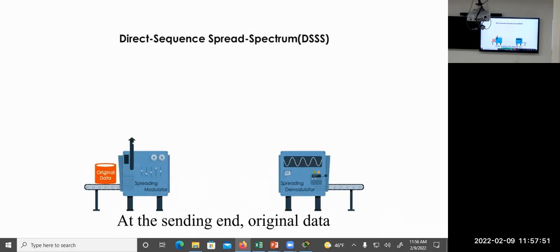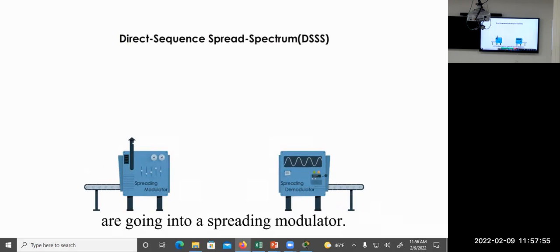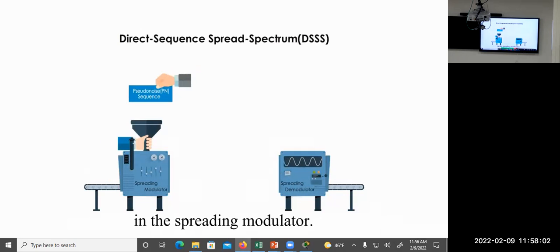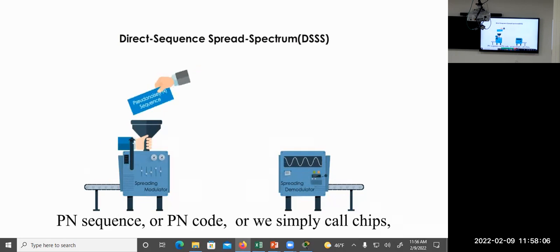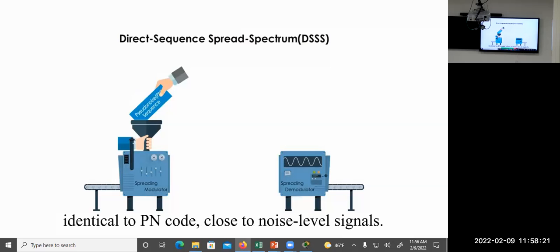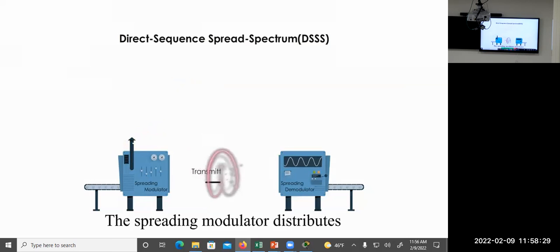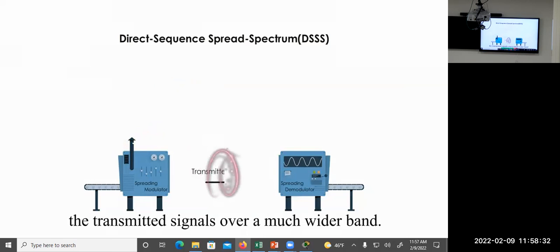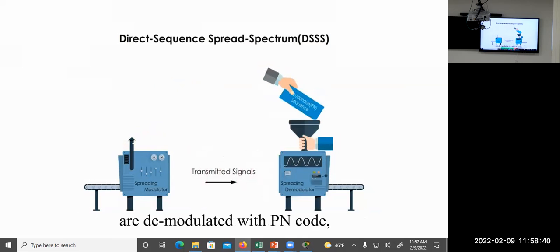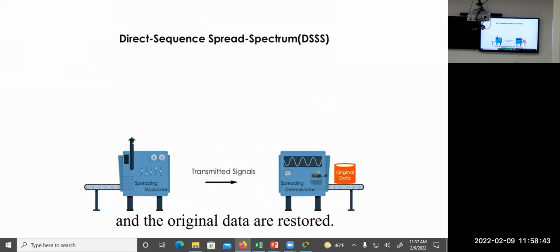At the sending end, original data are going into a spreading modulator. A pseudo noise or PN sequence is added and mixed in the spreading modulator. The PN sequence or PN code, or we simply call them chips, is a much higher bitrate sequence, a series of zeros and ones. These chips make the original data signals identical to the PN code, close to noise level signals. The spreading modulator distributes the transmitted signals over a much wider band. At the receiving end, these transmitted signals are demodulated with the PN code and the original data are restored.